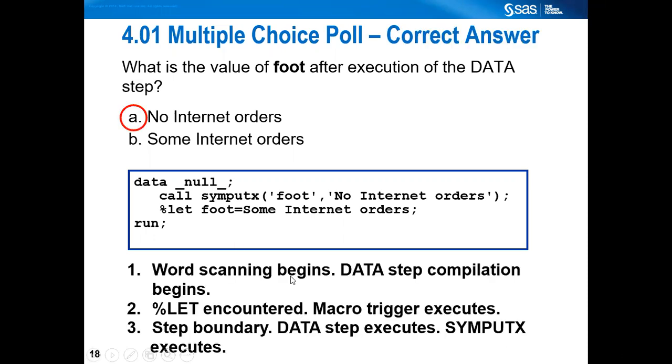Because when word scanning begins, we know the %let statement is a compile time statement. It will create a macro variable in your symbol table with some internet orders. But when the data step is executing, the call symputx will be processed. It will check in your global symbol table, foot is there. So it will take this value as no internet order, right? Yeah. That's what. Word scanning begins, data step compilation begins, %let encountered, macro trigger executes, step boundary, that is the end of your data step. Then the data step starts execution and call symputx gets processed.